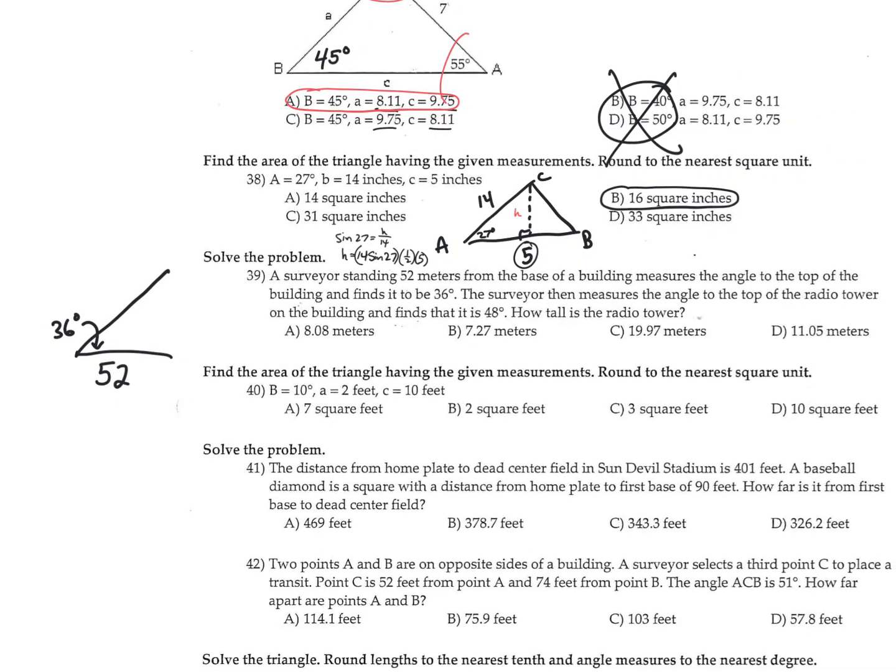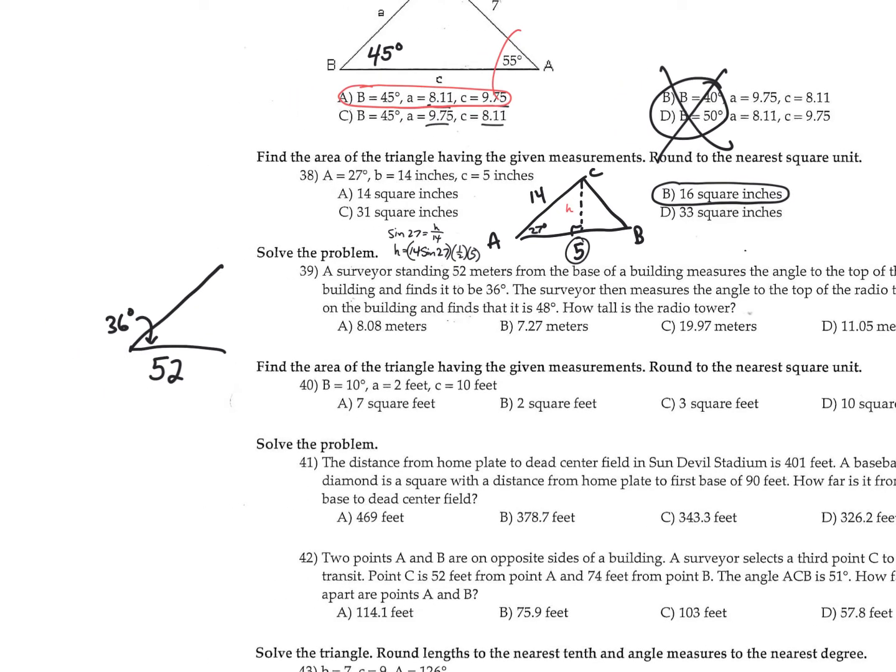Then the surveyor measures the angle to the top of the radio tower and found that that angle is 48. I'm going to use a different color here just to tell the difference. We're going up to a higher point, and this angle is 48 degrees. So that is the top of our building, and what we're really looking for is this height here. So we're going to find the height of the tower and subtract from it the height of the building.